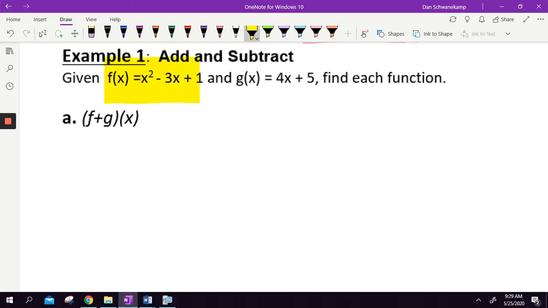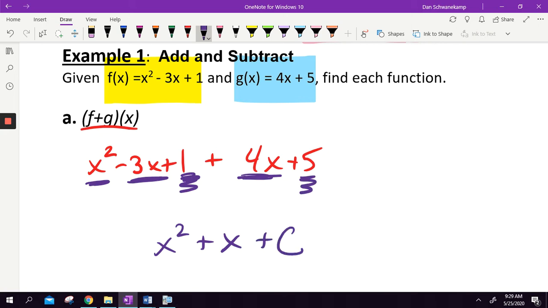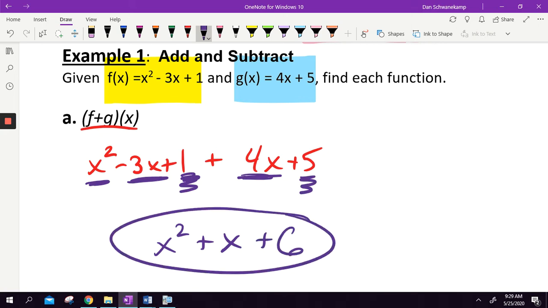They gave me f here. They gave me g here. They're asking me to find f plus g. So f plus g of x, oh cool. It means write down f, put a plus sign, write down g. I'm going to add them together. x squared, there's no other x squared, so I'm going to get x squared. Negative 3x and 4x is 1x. 1 and 5 is 6. That's it. Write down f, write down g, put a plus sign in the middle, combine like terms.